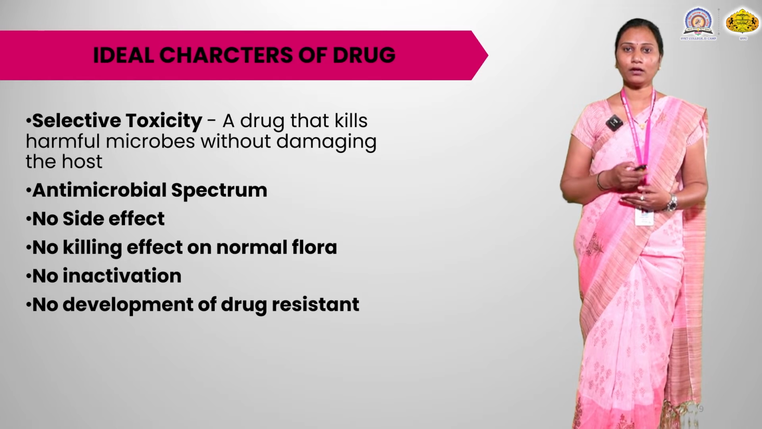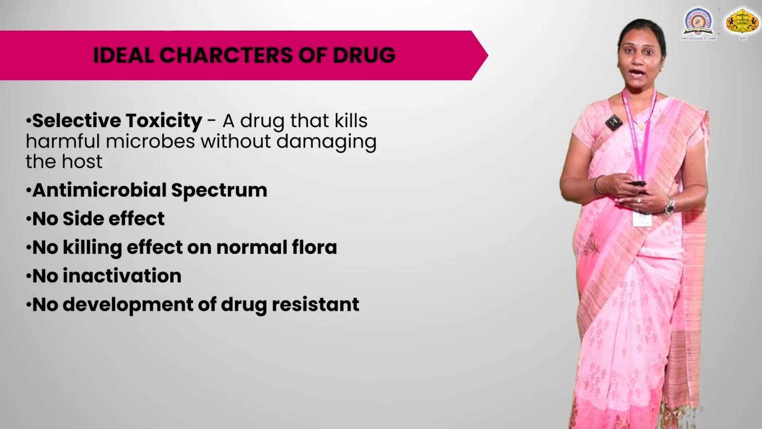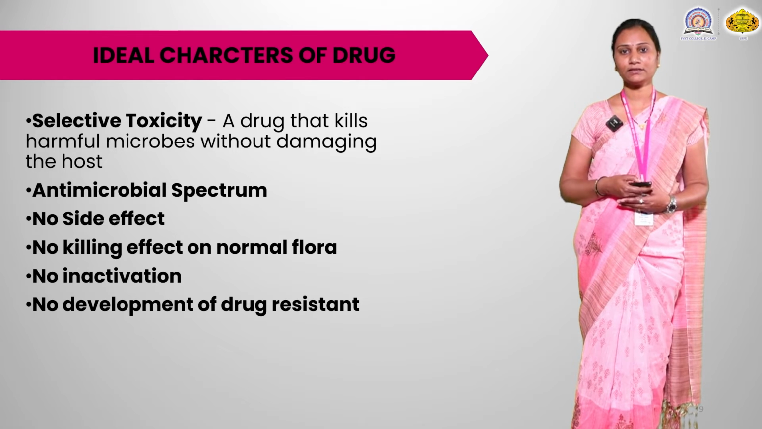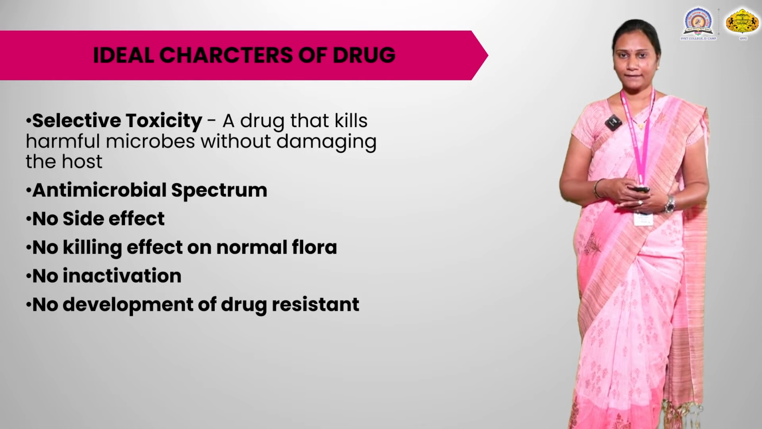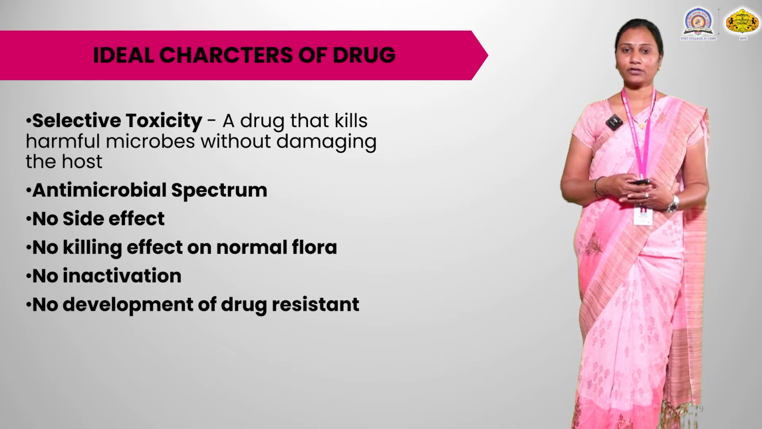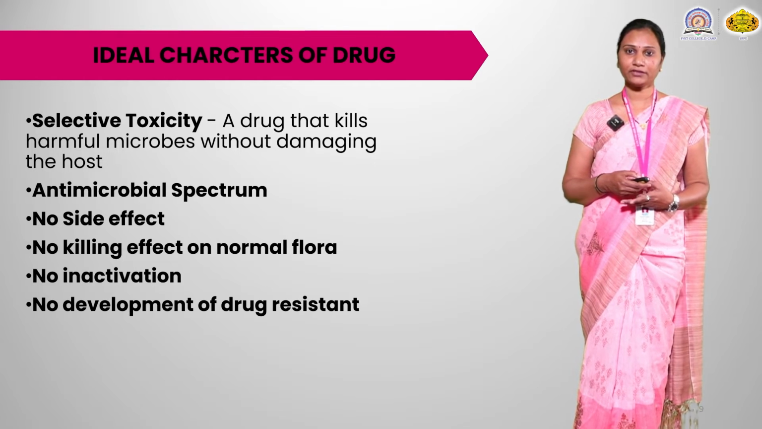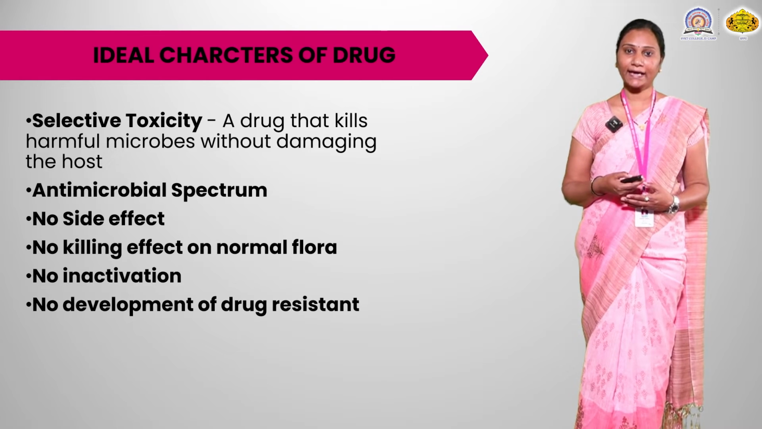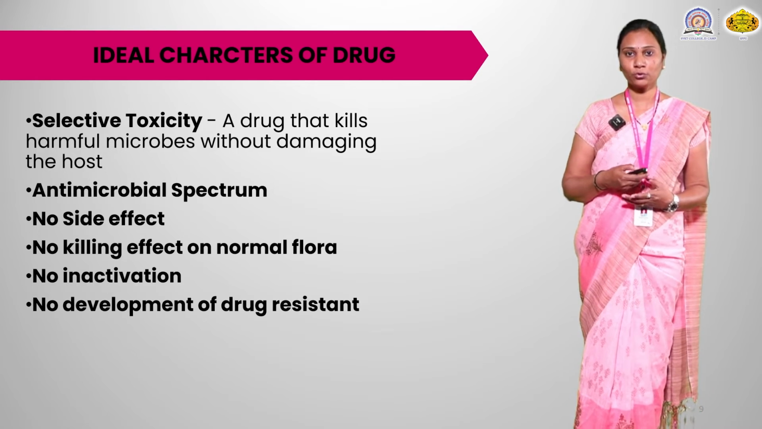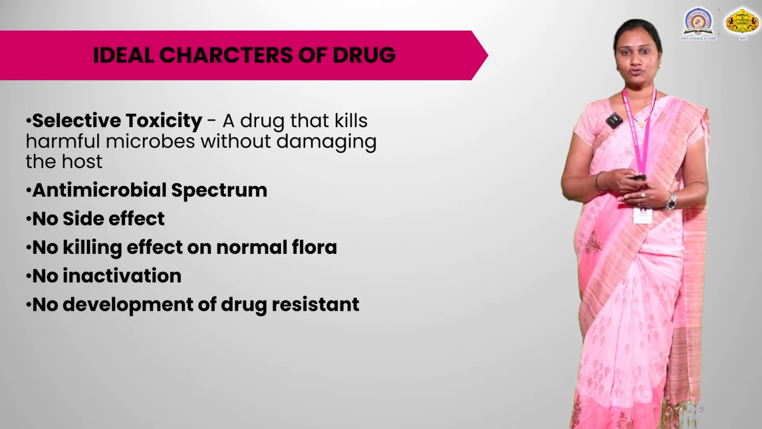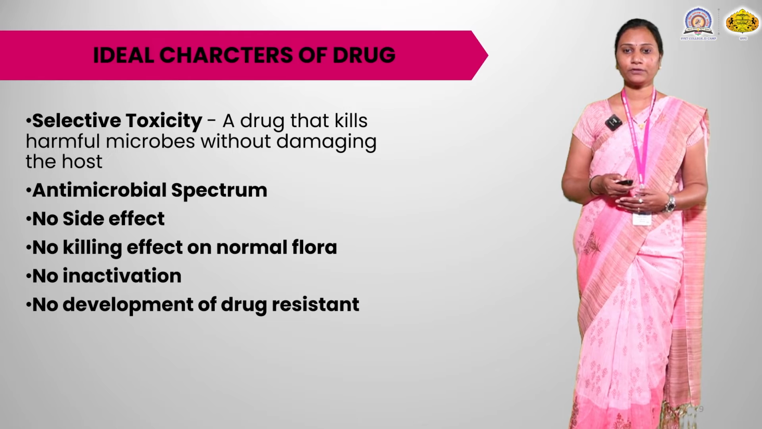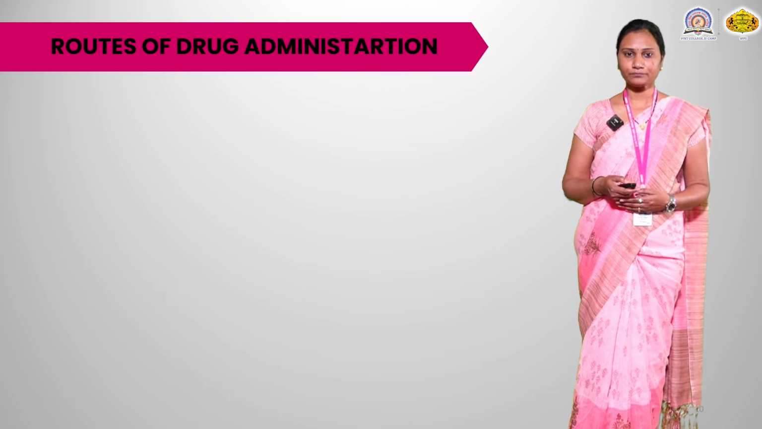So, these are all said to be the ideal characteristics of a drug, and all drugs should follow these characteristics. Apart from that, your drug should not be pyogenic, right? It should not increase the body temperature, it should not be cancerous, so it should not promote the growth of cancerous cells. So, these are all the ideal characteristics which a particular drug should have.